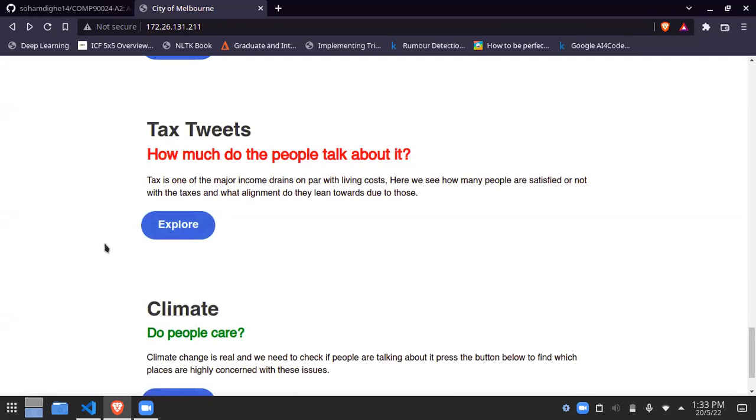So let's move on to taxation. Taxation is an important topic. Even the rich, the middle class, the poor, everyone talks about taxation. And let's see what alignment these people tend to be based on that.